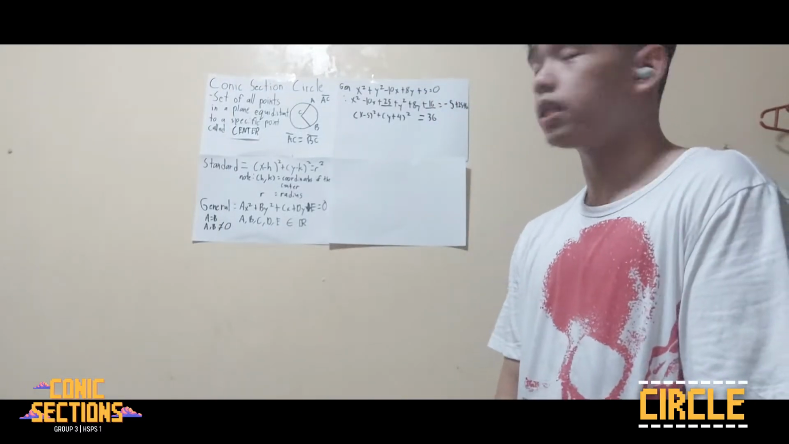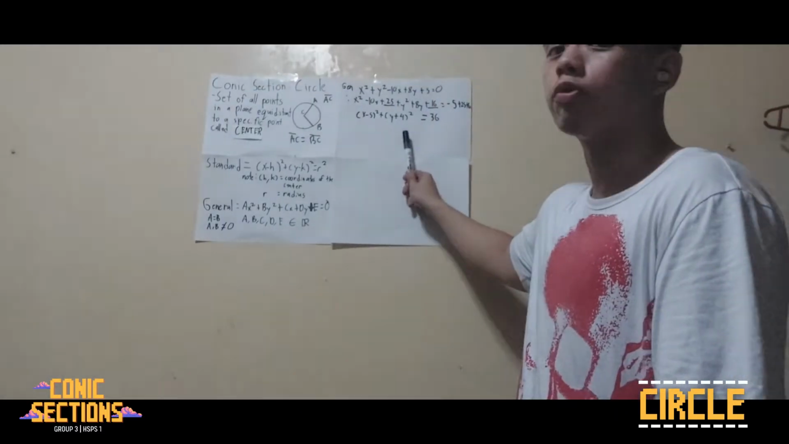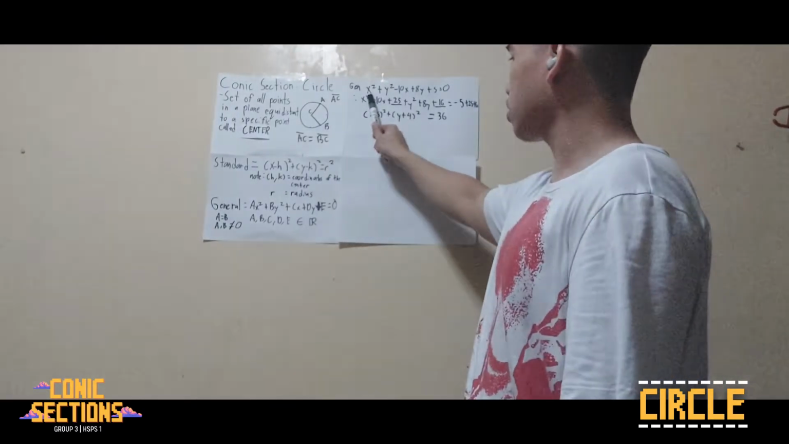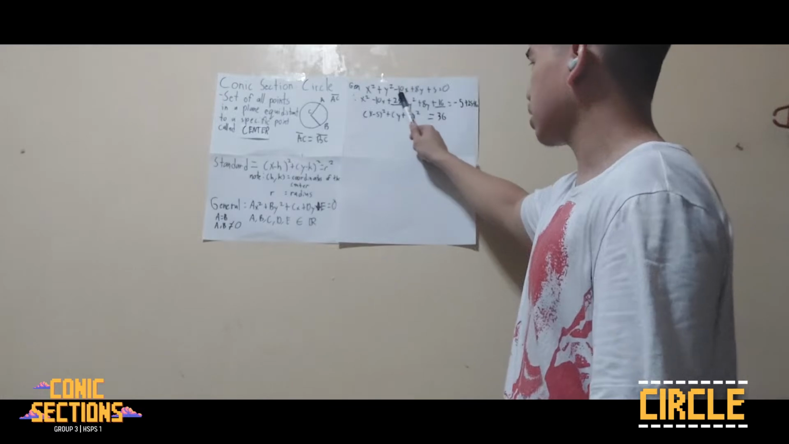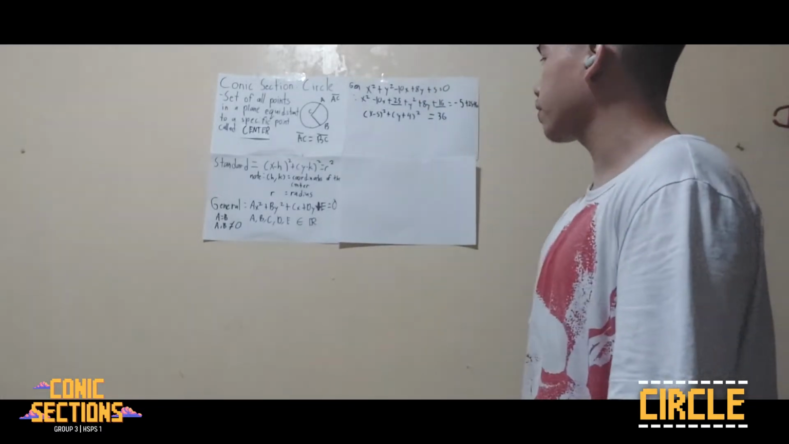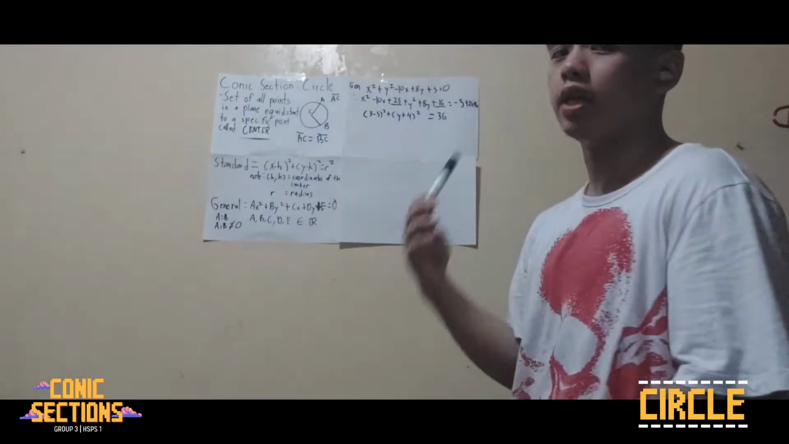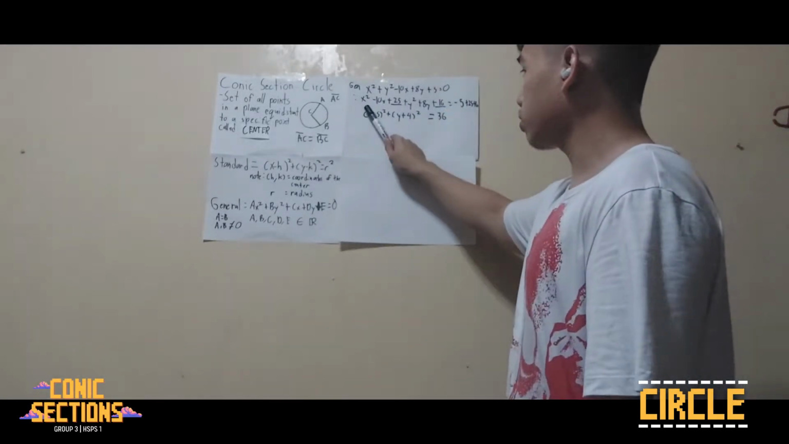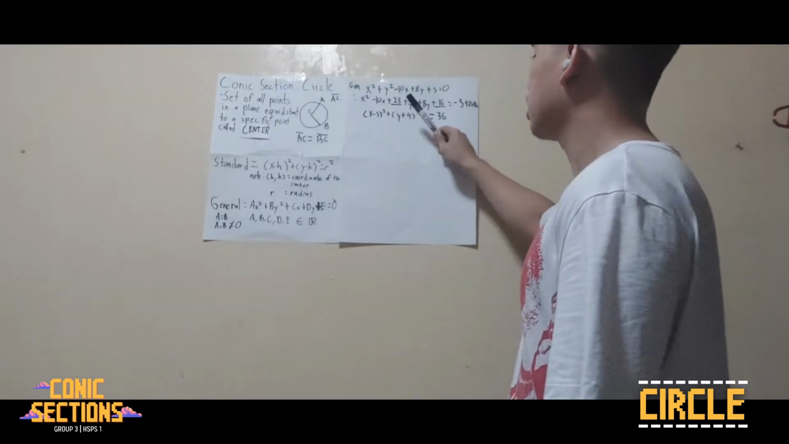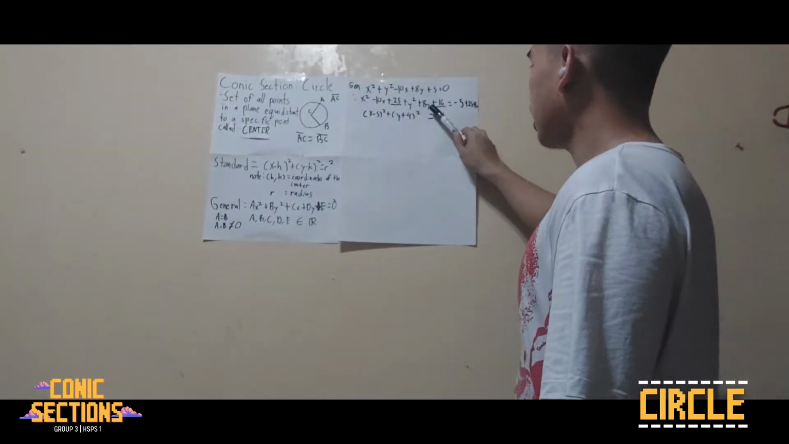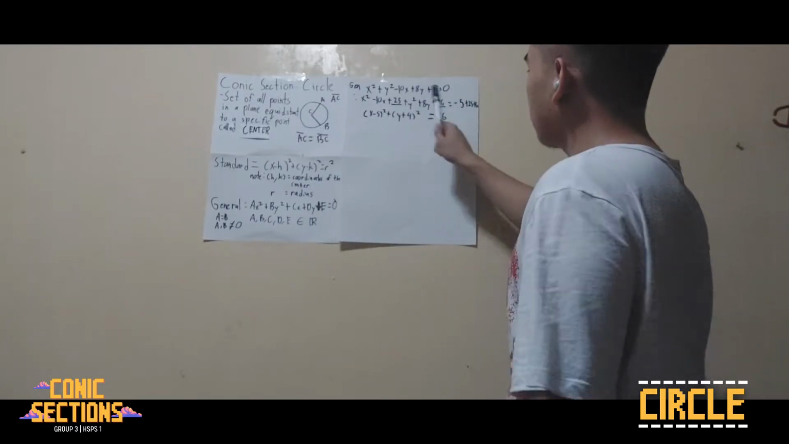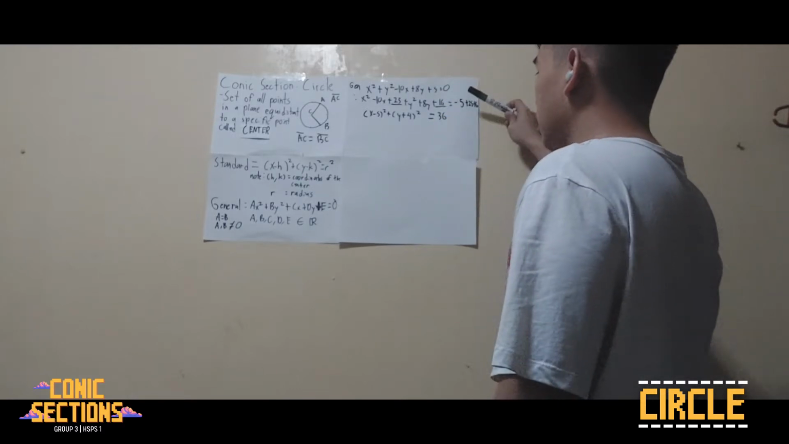For our first example, I have already written it, so it would be easier for you to understand. Our example is x squared plus y squared minus 10x plus 8y plus 5 equals 0. What I did first is I grouped everything, the x's and the y's. So x squared minus 10x plus blank, I will explain why I did that, plus y squared plus 8y plus blank equals negative 5. And it became negative because I transferred it to the other side.